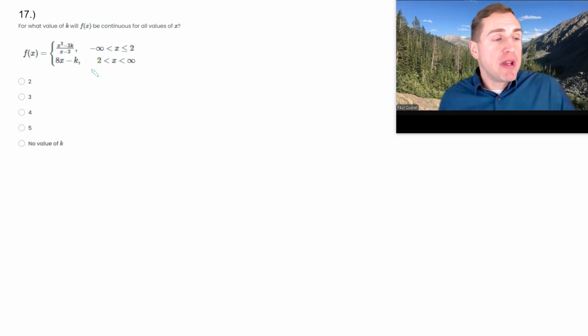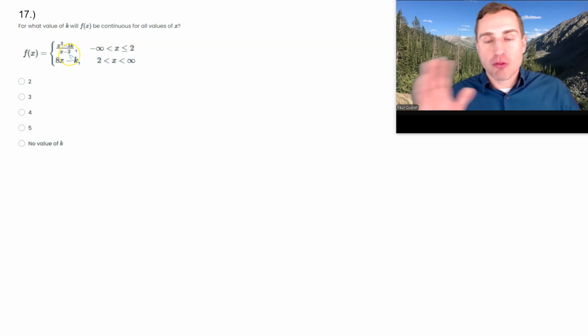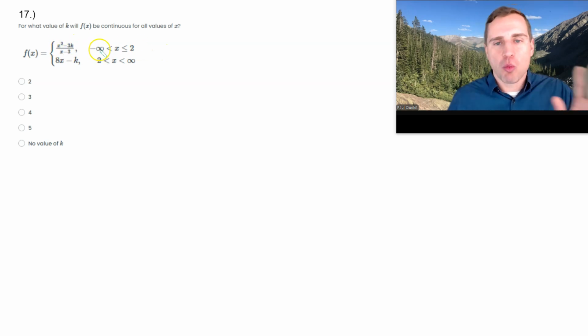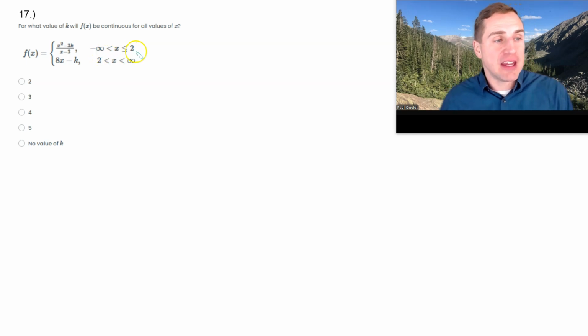Okay, so what we need is, first of all, the fact that this function here, x squared minus 3k over x minus 3, is a rational function. It'll actually have a vertical asymptote at x equals 3. But notice x equals 3 is not even on this domain, so we're not even going to worry about it. This function is continuous for all x values on the domain that's given, negative infinity to 2. Now, what we need is we need this y value, that's this function value, to match up with this y value.